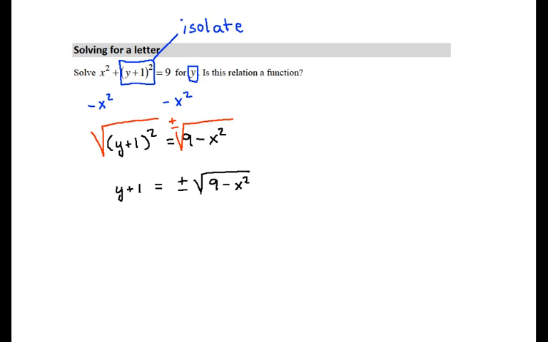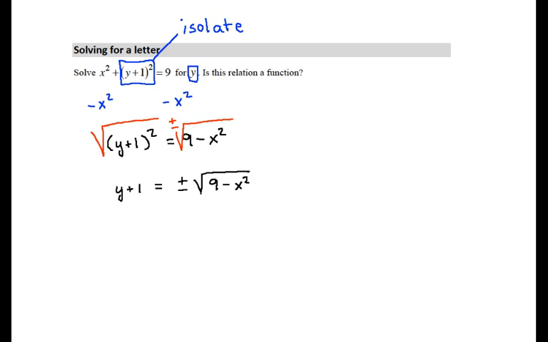Even though both of these terms individually are perfect squares, the fact that I have two separate squared terms instead of one whole squared expression means that I can't just take the square roots of each of those terms individually. I have to leave it in this form, even though it looks like it can be simplified. The square root of 9 minus x squared can't be simplified. I have to leave it in that form.